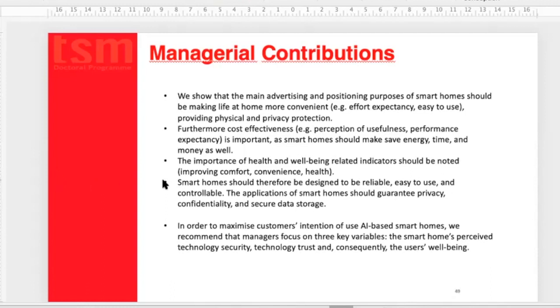We show above all the importance of health and well-being related indicators, improving comfort, convenience and health. We show that smart homes should be reliable, easy to use and controllable, and provide privacy due to secure data storage. So in order to maximize consumers' intention of use of AI-based smart homes, we recommend that managers should focus on three key variables: the smart home's perceived technology security, trust, and consequently users' well-being.